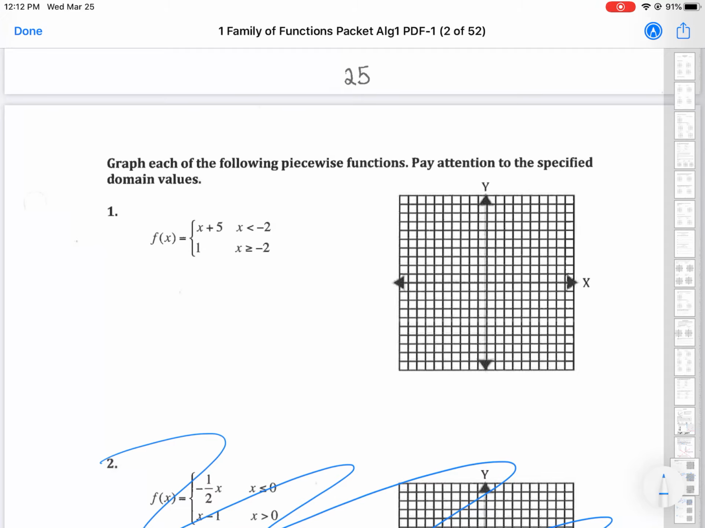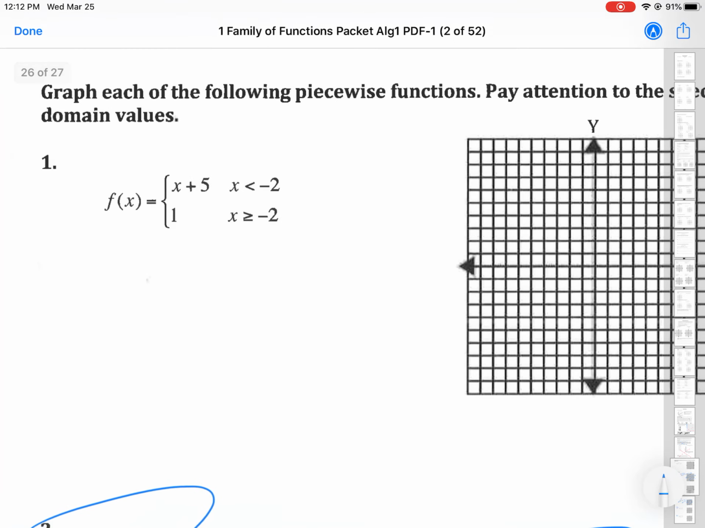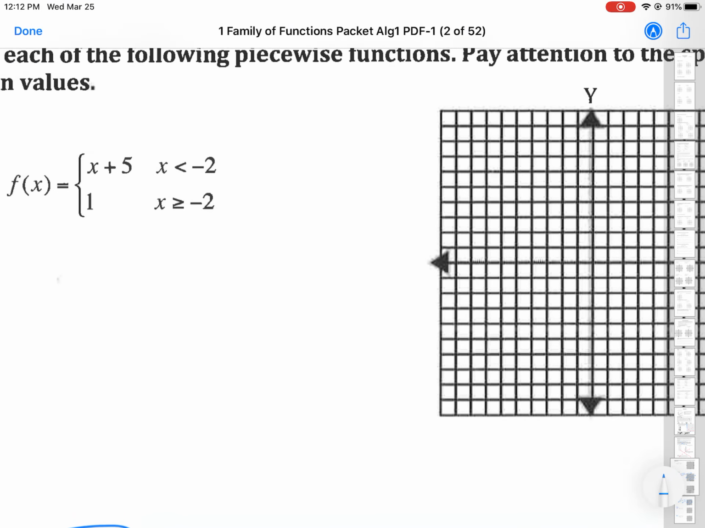Piecewise functions are tough to explain verbally, so I'm going to go ahead and start graphing number 1. You're going to notice it says f of x equals x plus 5 when x is less than or equal to 2, and f of x equals 1 when x is greater than or equal to 2. First things first, let's look at f of x equals 1. All that means is f of x is the same thing as saying y equals. So we just have the line y equals 1, which is a horizontal line.